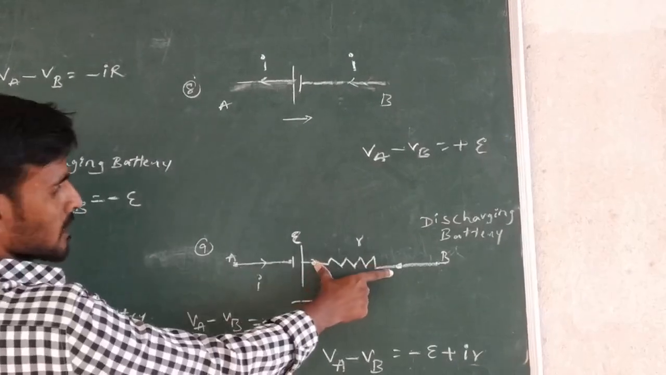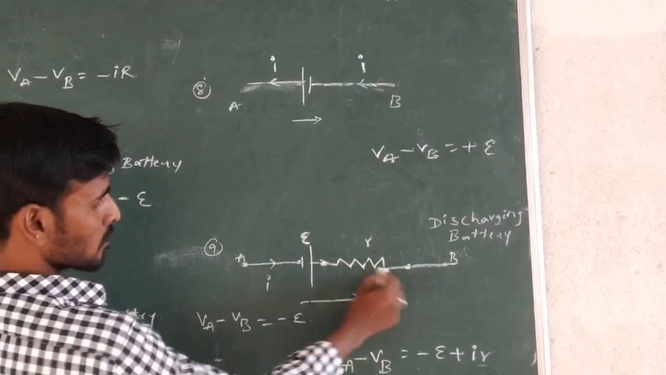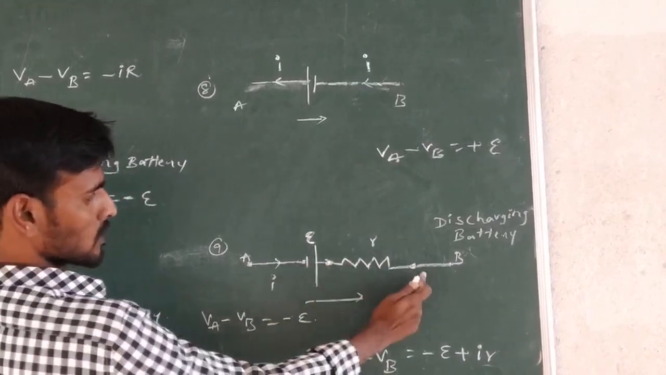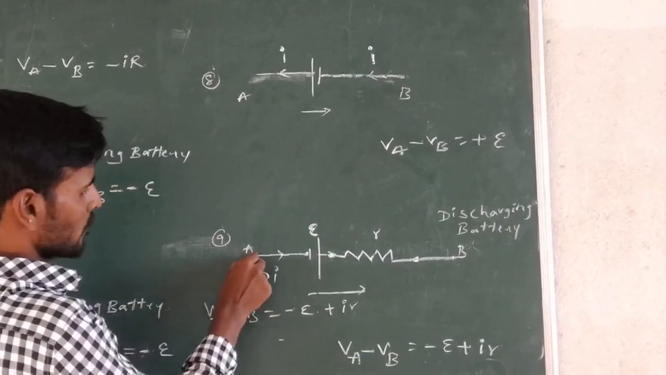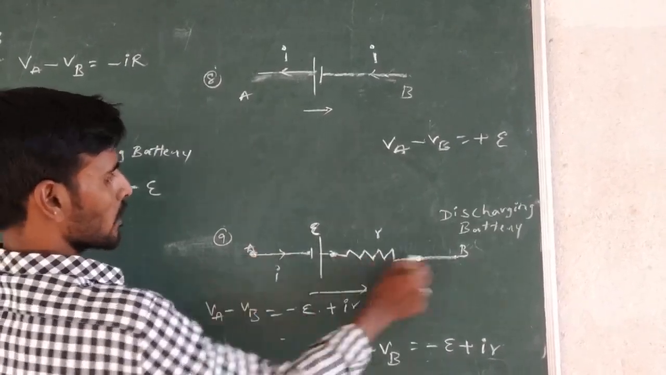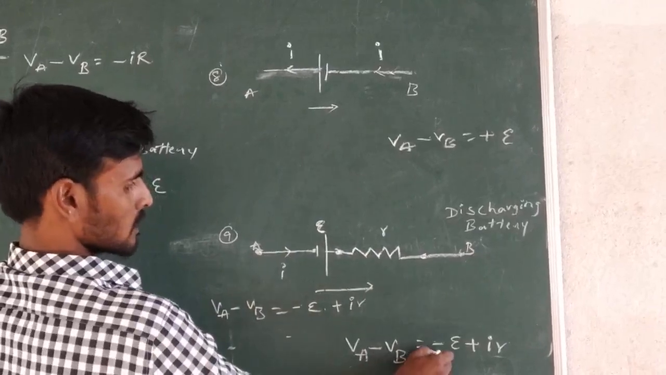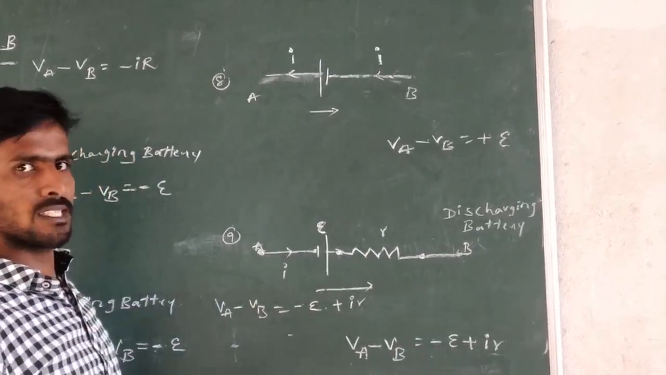The next is the resistor. Current is moving from higher to lower potential. So higher potential to lower potential represents plus IR. So from point A to point B, VA minus VB is equal to minus epsilon plus IR.